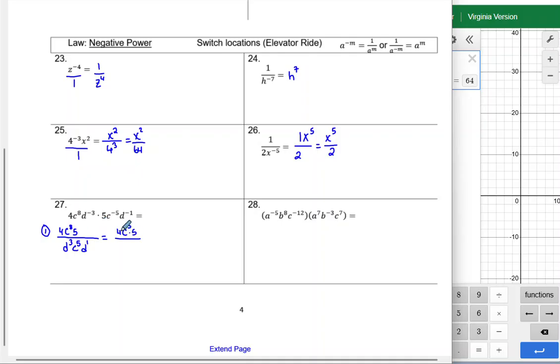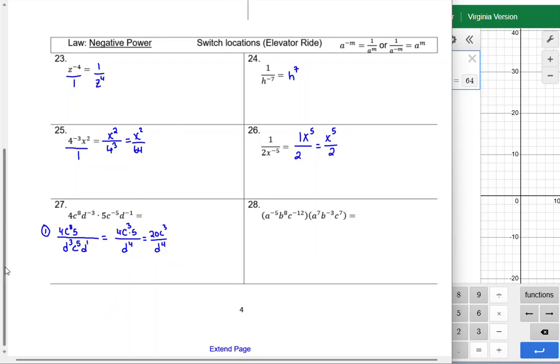Okay, so remember everything is being multiplied. And then D cubed, D1, that's D to the 4th. We add the exponents. And then we can go ahead and do 4 times 5, which is 20, and then C cubed, and then over D4. Okay, so that's one way to do it.